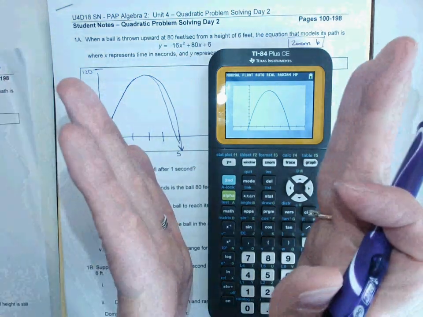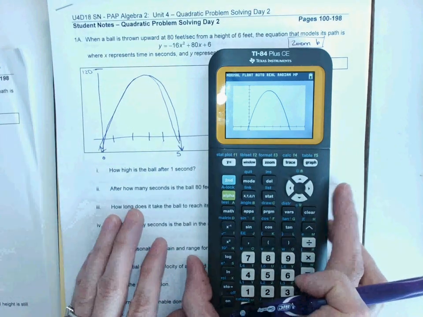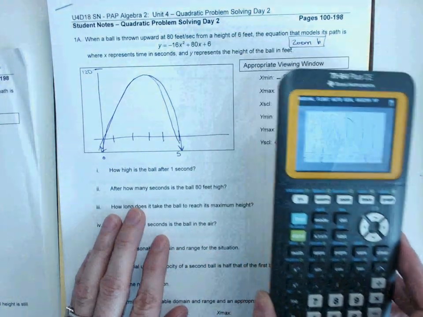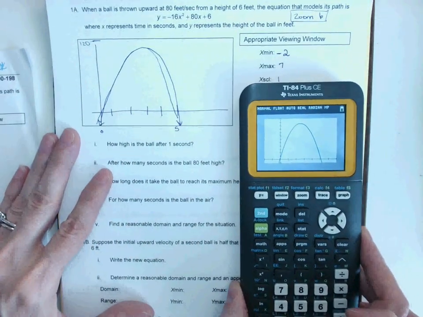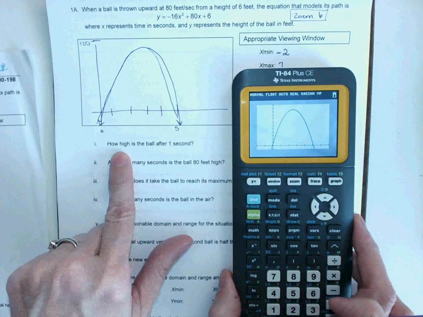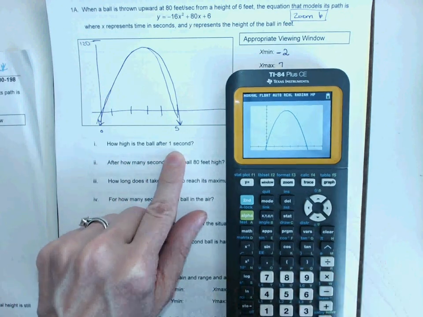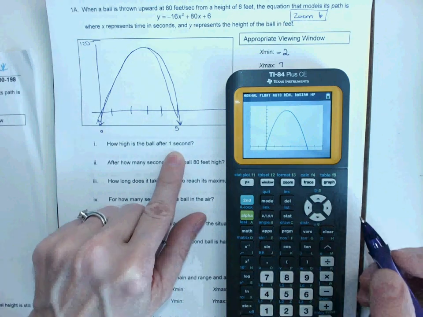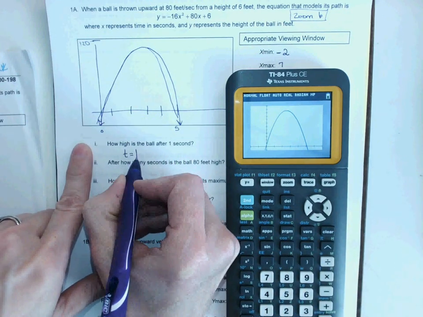Even if it's a little skinnier, a little wider, a little taller, a little more space, whatever, it's fine, as long as you can see those main parts that you need. Because the next questions are going to ask you to calculate with your calculator. Like for example, how high is the ball after 1 second? So how high is the ball after 1 second means t is 1.